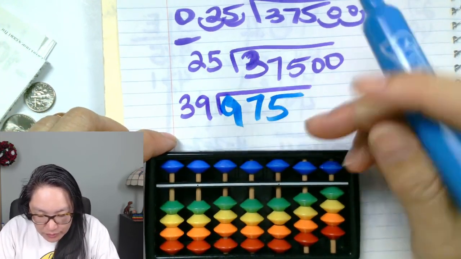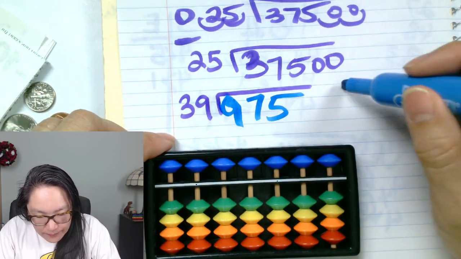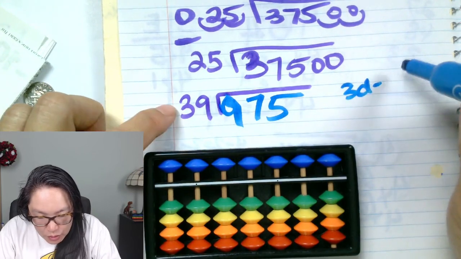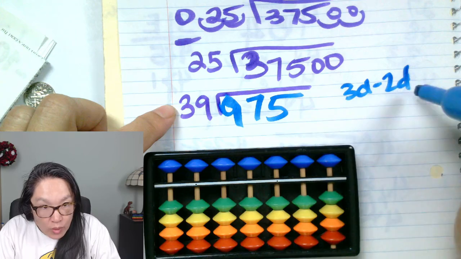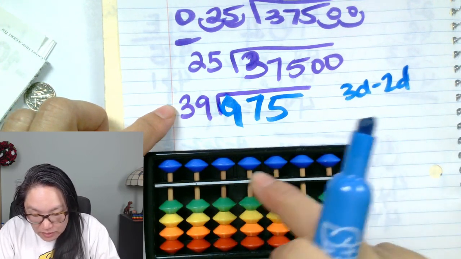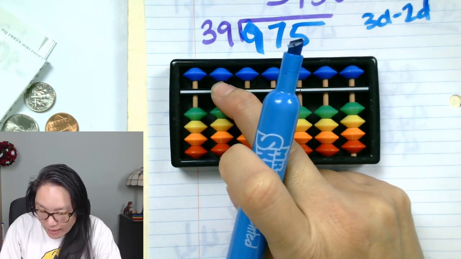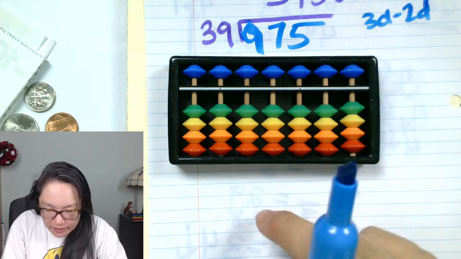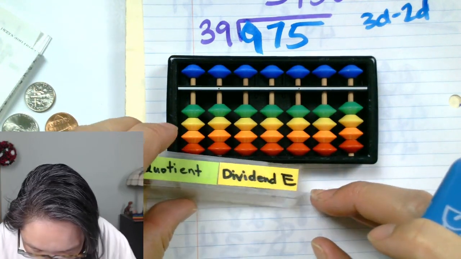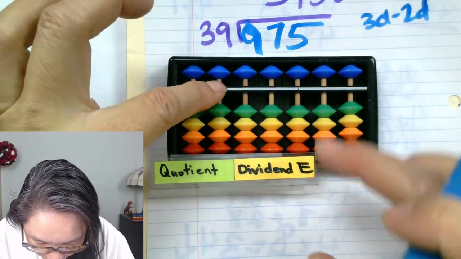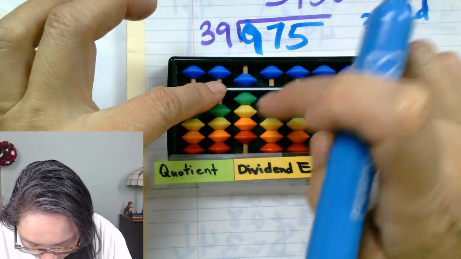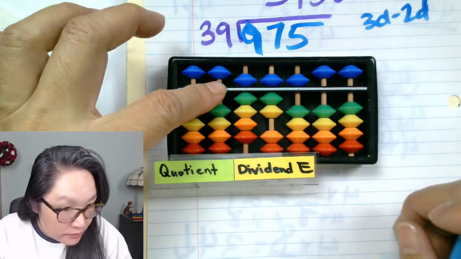Well, 1, 2, 3, right? 3 take away 2, so it'd be 1. We'll do 1 here, because I don't have enough space over here. So now if I put this here, there's my quotient, 1. So I put 9, 7, 5.